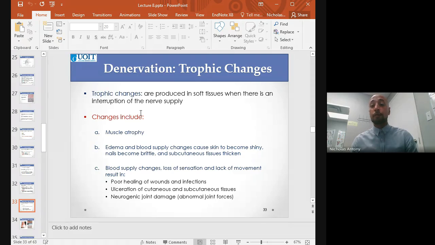So when we have a significant peripheral nerve injury, we're going to see muscle atrophy because you can't flex the muscle. We're going to see edema and blood supply changes because the autonomic system isn't being utilized. And so what happens is the limb swells, doesn't get a lot of blood flow, and becomes shiny. I have some pictures after. And it becomes brittle and thick.